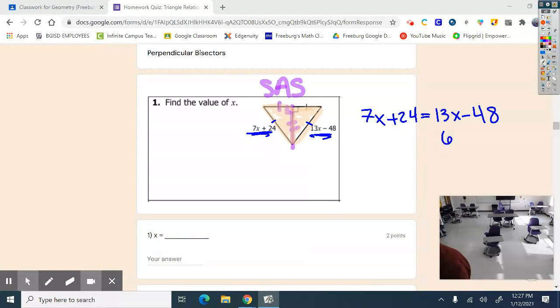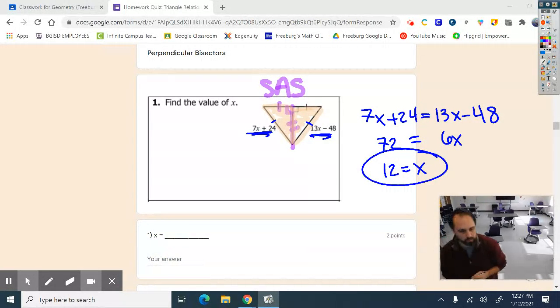and do your algebra. So I'm going to subtract 7x from both sides, add 48 to both sides, divide by 6, x will equal 12.